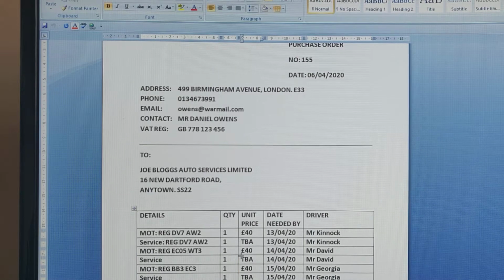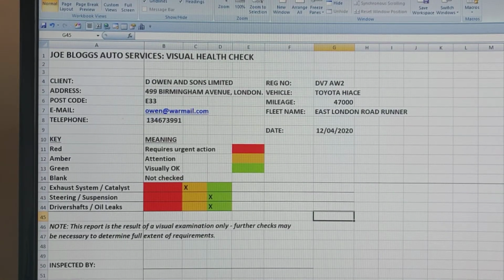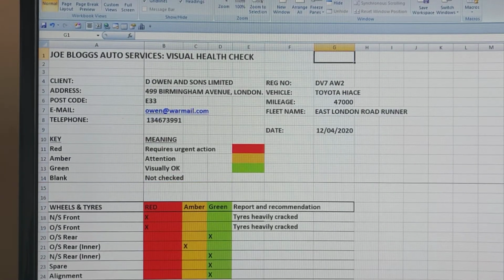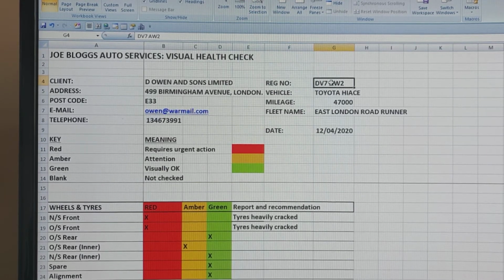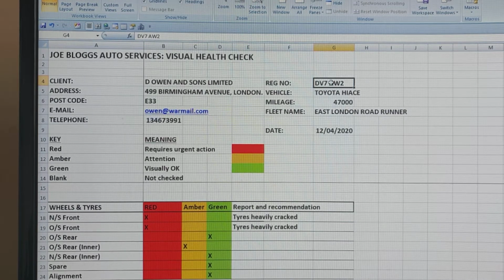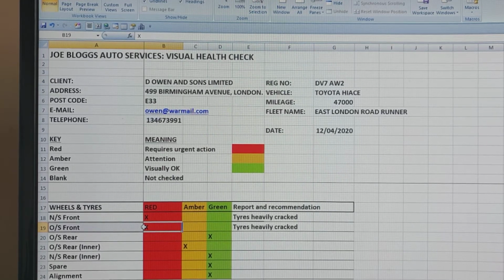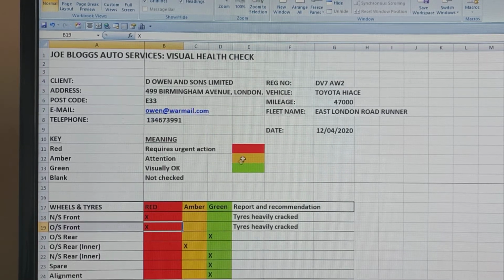So the vehicle is brought to the garage by the driver. When it gets to the garage, a visual health check is carried out. As you can see, this is a visual health check carried out on vehicle registration number DV7AW2 and the vehicle driven by Mr. Kinnock. The vehicle gets to the garage and it is inspected thoroughly by the mechanics.